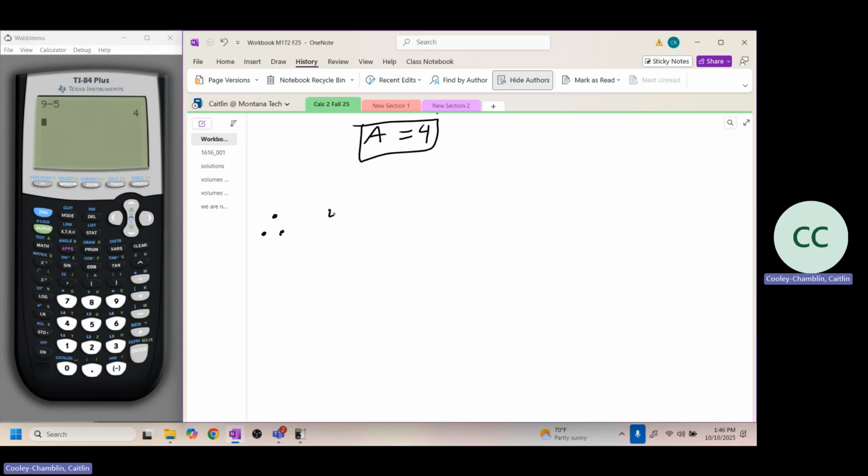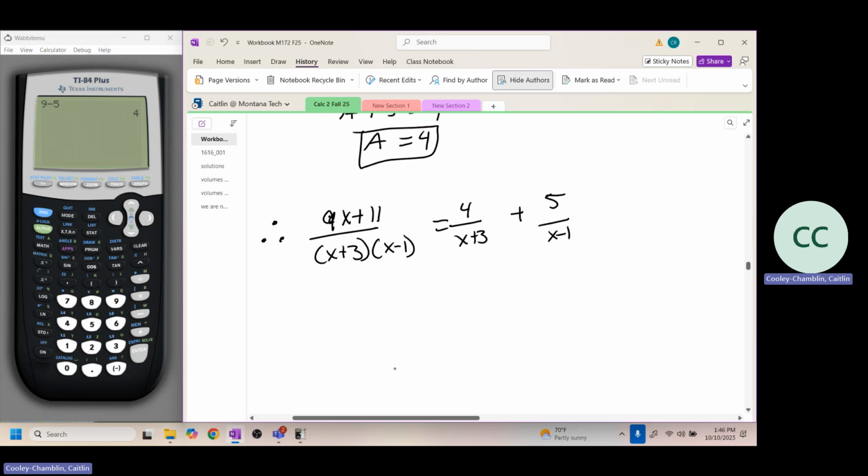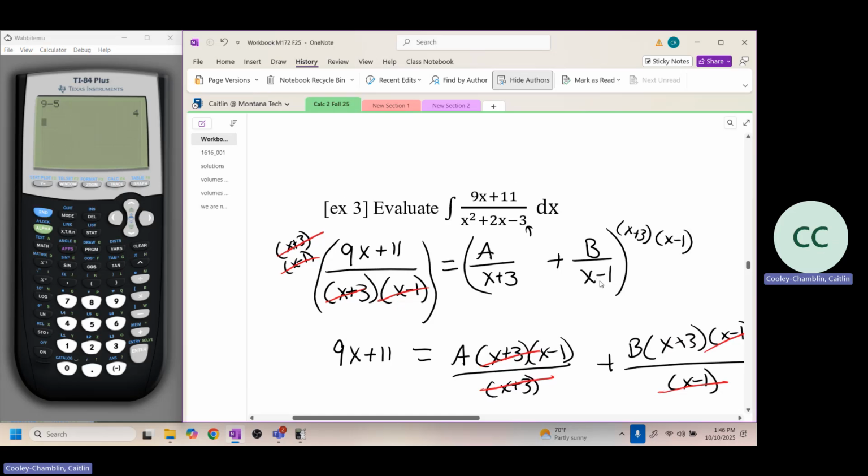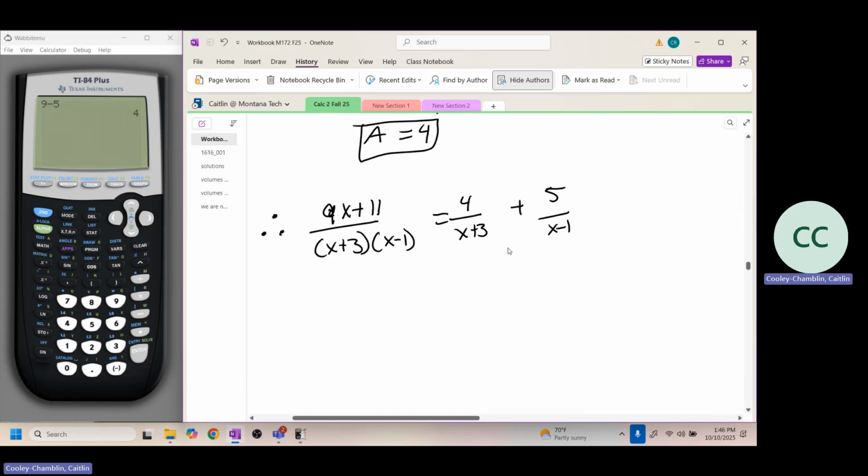So 4, let's rewrite my equation. So 9x plus 11 over x plus 3, x minus 1 equals 4 over x plus 3 plus 5 over x minus 1. I'm going to double check that I have my a's and b's right. My a was over x plus 3. My b was over x minus 1. Okay. So there's my equation.